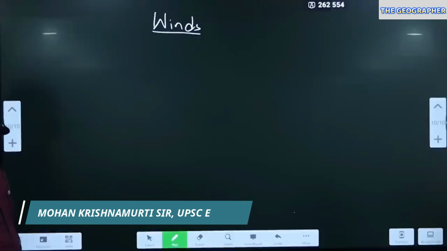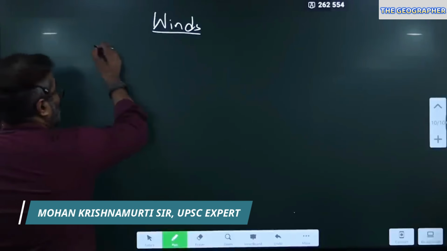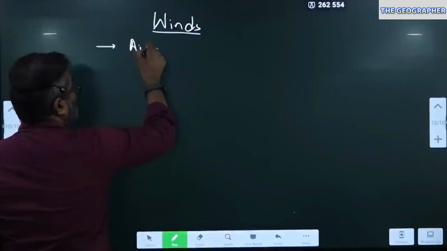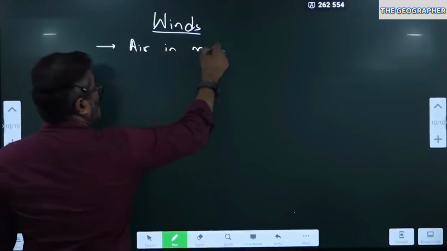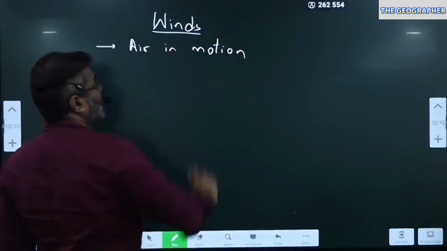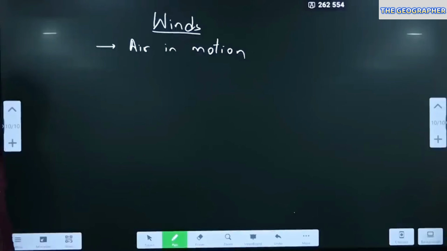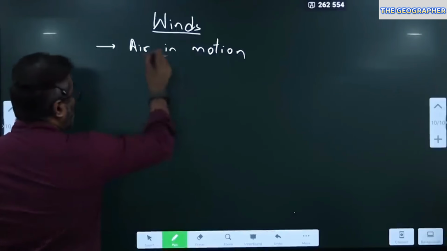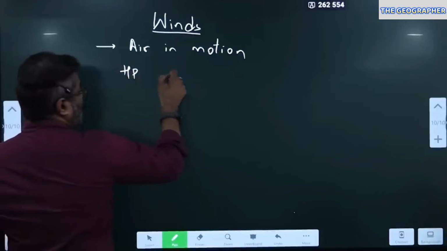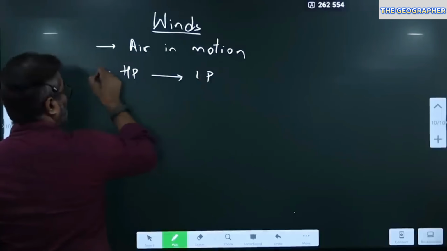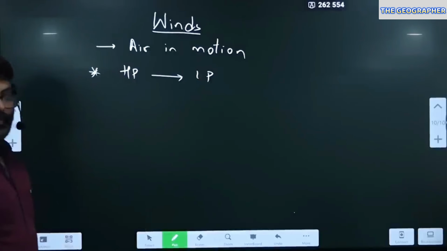Give the heading as winds. In simple words, winds are nothing but air in motion. Okay, air in motion. And winds always move from high pressure to low pressure. Yes, that you have to remember. Air in motion from high pressure to low pressure is called wind.